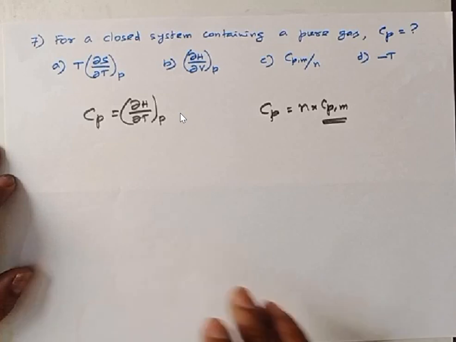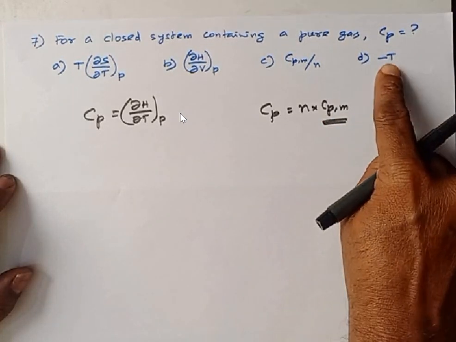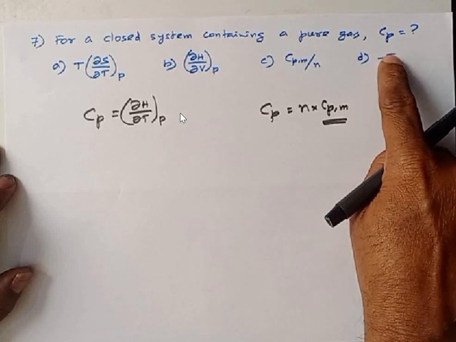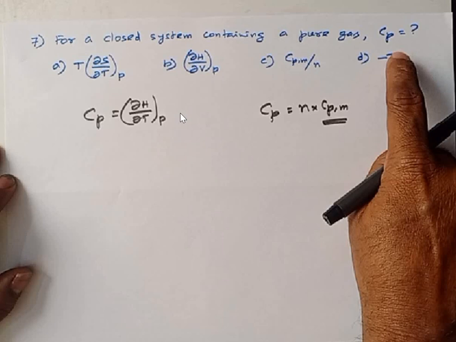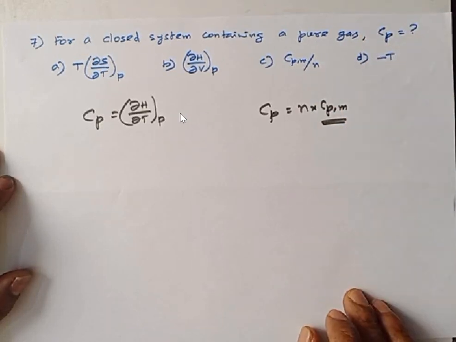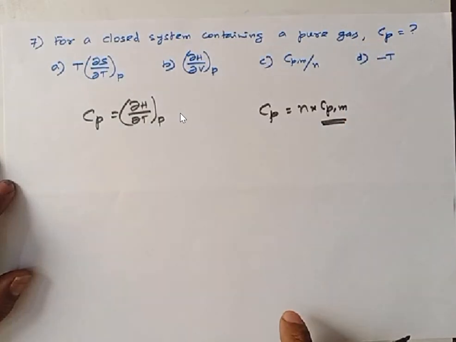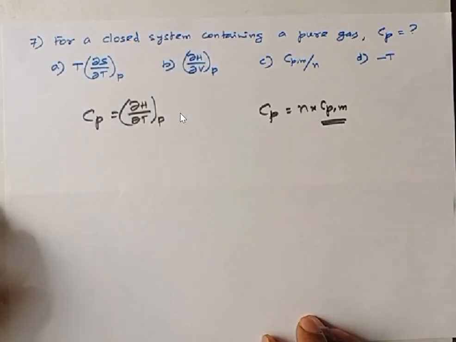And remember, heat capacity values are always positive, cannot be negative. Here we are using absolute temperature, and absolute temperature cannot be negative. Therefore, minus T is always a negative value. Cp cannot be negative, therefore this is also wrong. So the only possibility is option A. But how do we get that?